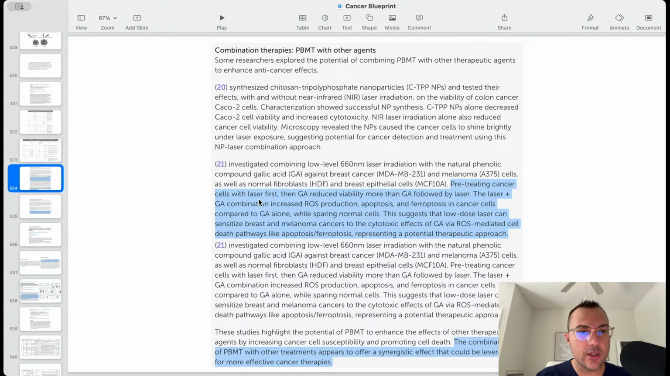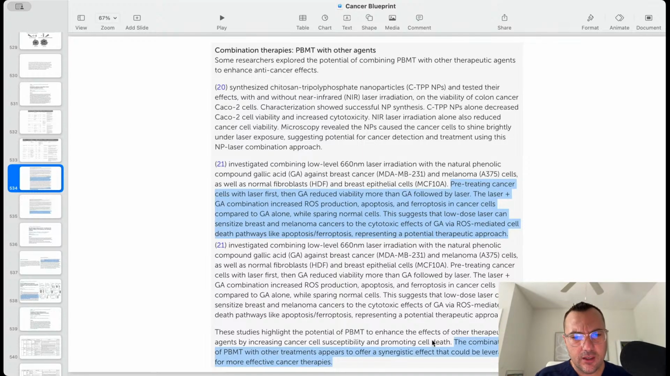And so the pretreated cancer cells with laser first, then gallic acid, reduced viability more than gallic acid followed by a laser. The laser plus gallic acid combination increased reactive oxygen species production, apoptosis, and ferroptosis in cancer cells compared to gallic acid alone, while sparing normal cells. This suggests that low-dose laser can sensitize breast and melanoma cancers to the cytotoxic effects of gallic acid via ROS-mediated cell death pathways like apoptosis and ferroptosis, representing a potential therapeutic approach.